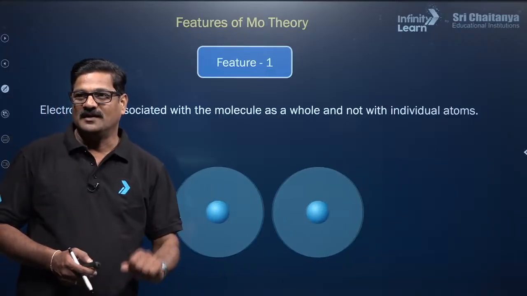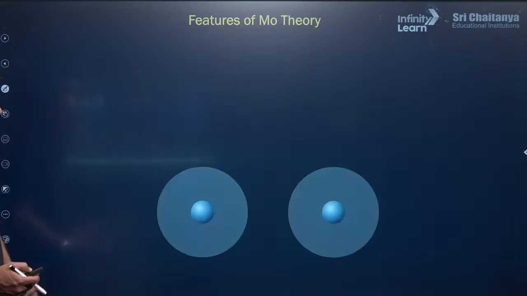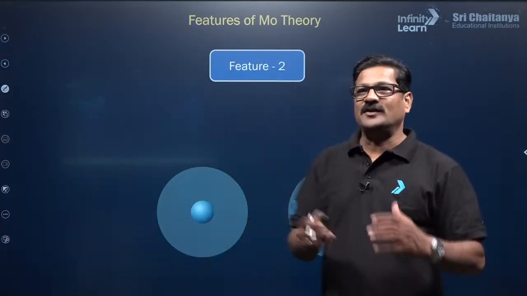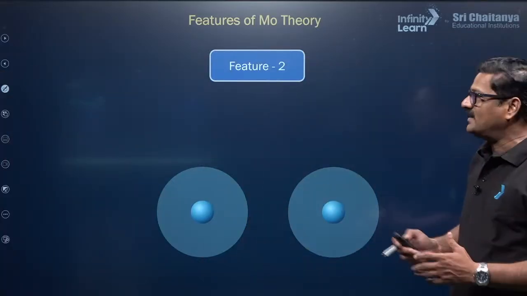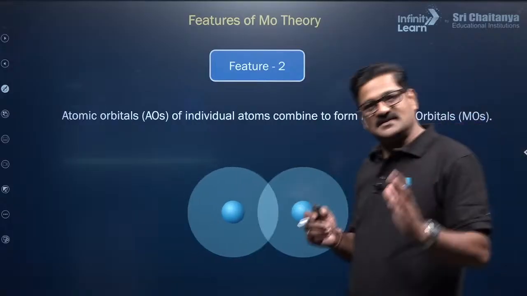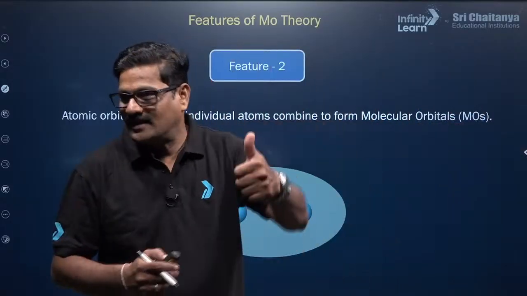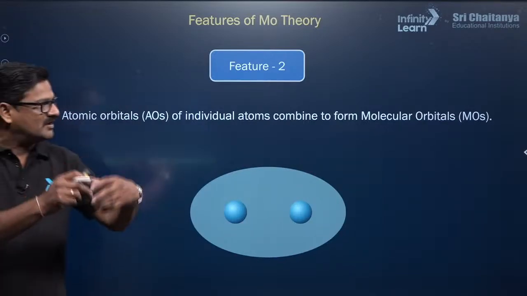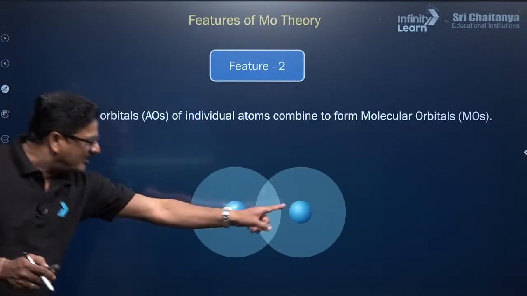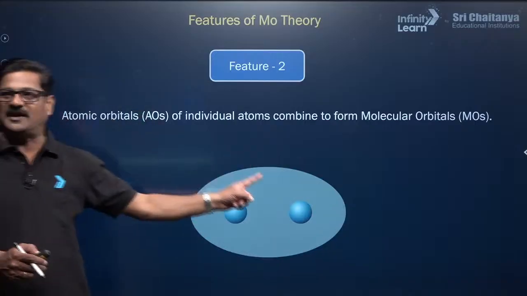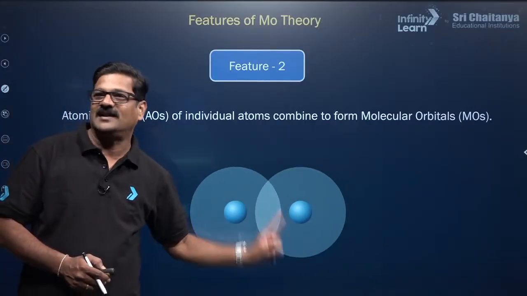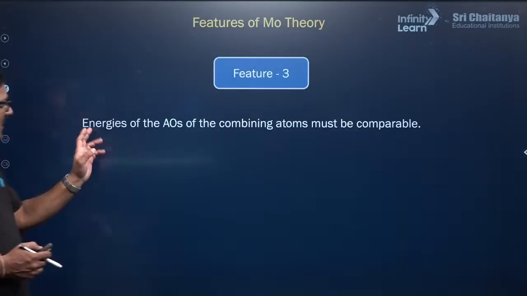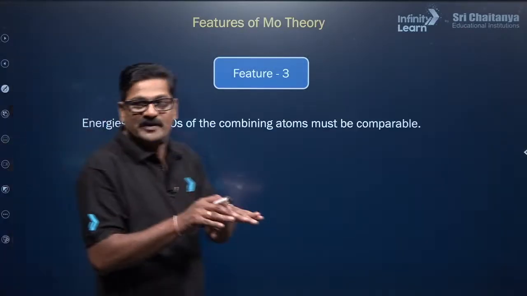The overall entity is going to be a molecular orbital. Let us see the next feature, feature 2. You can see atomic orbitals, I say it is AO. The individual atomic orbitals combine to form molecular orbitals, MO. AO combine to give MO. That is the basis of molecular orbital theory. And feature 3: the energies of the AOs of the combining atoms should be comparable.